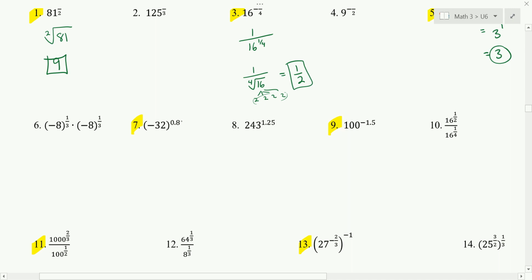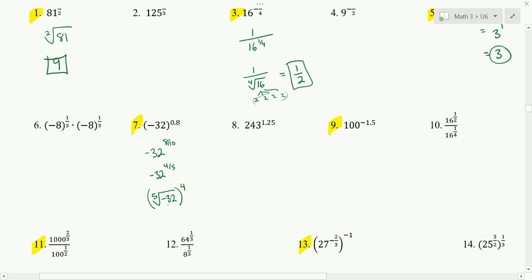On 7, you're going to want to change that 0.8 to a fraction. When you read that 0.8, that's 8/10. And so the easy way to make that a fraction is just to write 8 over 10. We can reduce that fraction to 4 over 5. So what this is saying is we got the 5th root of negative 32, and then we're going to raise that answer to the 4th power.